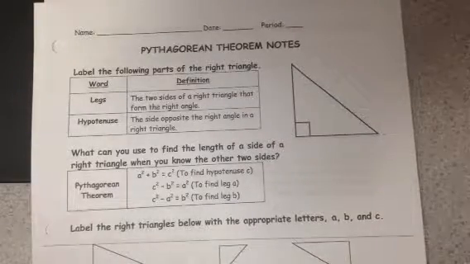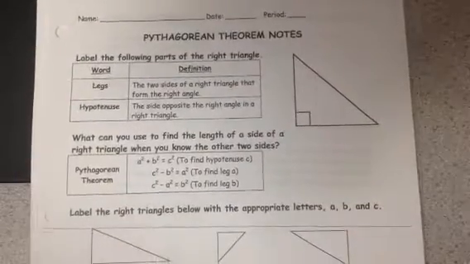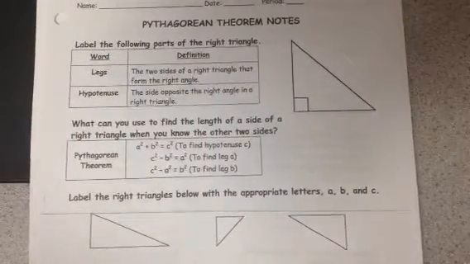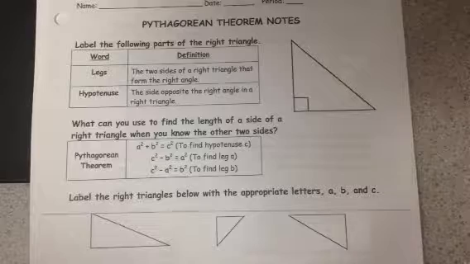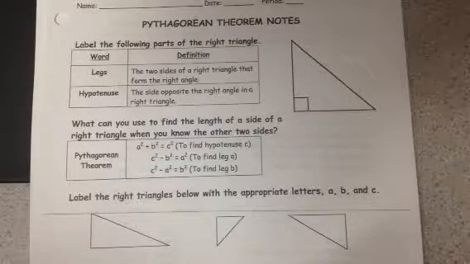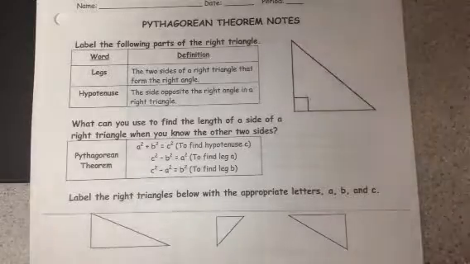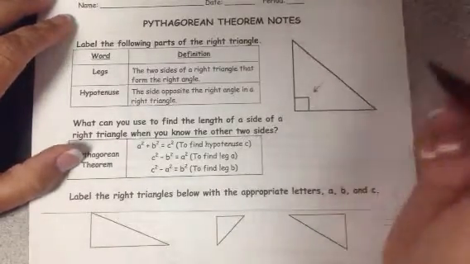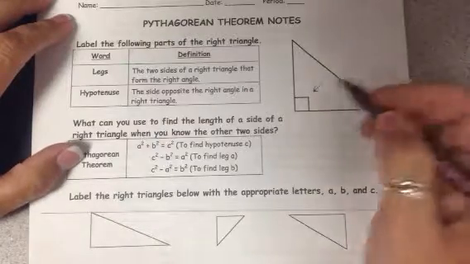Okay, so today we're going to talk about the Pythagorean Theorem. You guys have actually done this before, but we're going to go over a few things before we start. As you can see, the notes say that there are legs and a hypotenuse. What you need to remember about the legs is they are always connected to this thing right here. So before we start, I want to talk about that.